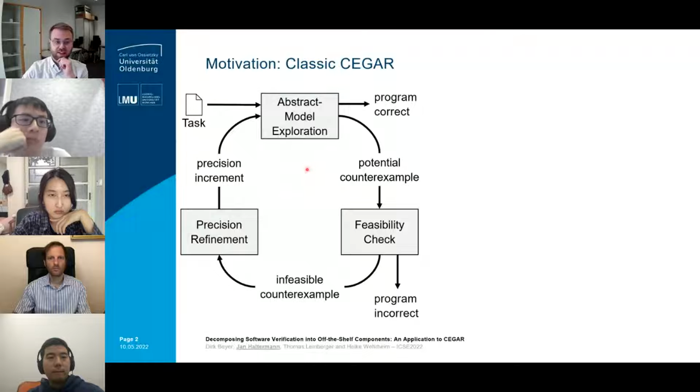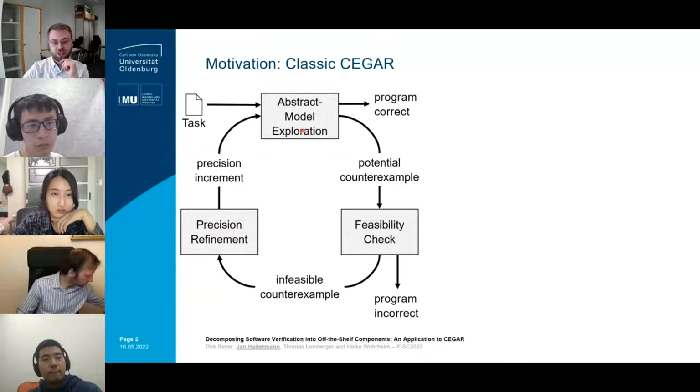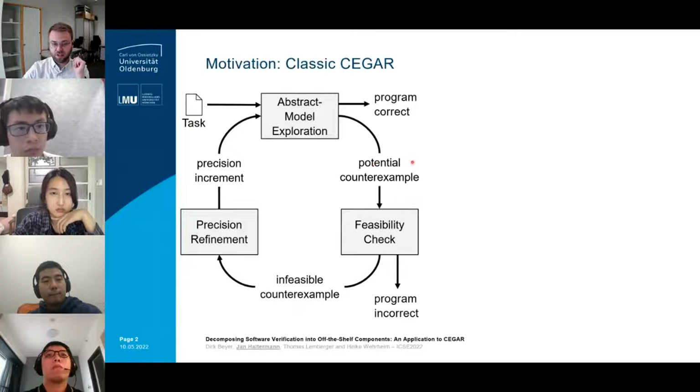Firstly, the classical CEGAR roughly contains 3 parts. We want to verify that this task does not contain a bug. So the first part in the classical CEGAR is an abstract model exploration, which takes the program and the property and then builds an abstract model of that, which, for instance, could be taking predicates and then checking whether a certain predicate holds at a certain program location. And this abstraction is in the beginning really coarse. And hence, it is quite likely that we will find a counterexample in that first part.